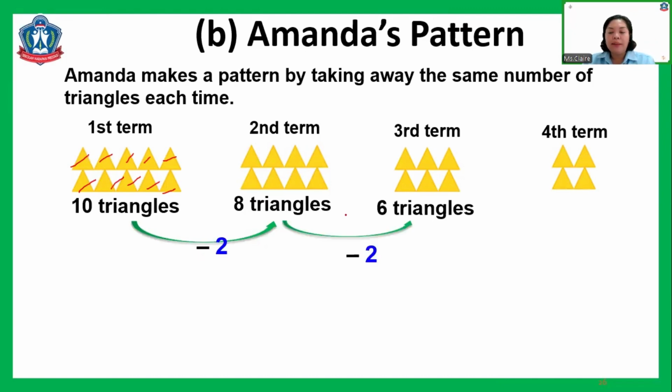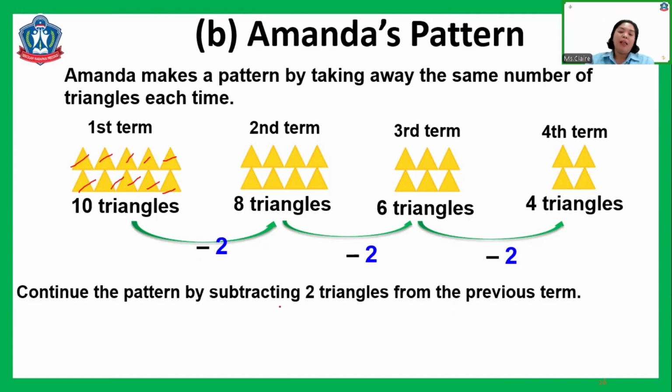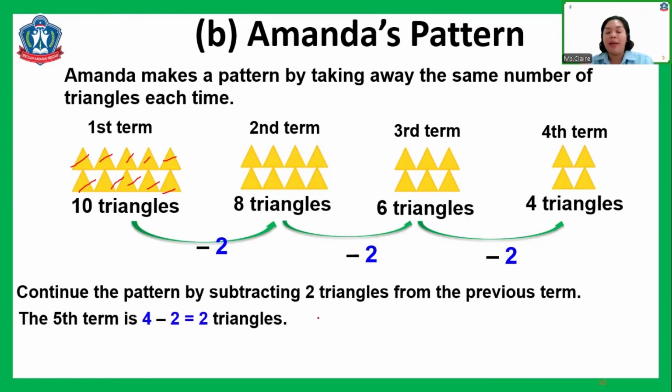On the third term, it becomes 6 because she takes 2 again. And on the fourth term, it becomes 4. So it becomes decreasing, children. The number of the triangles becomes smaller. So if she continues subtracting from the previous term, what will happen? It will become 2. So 4 minus 2 is 2. Then if we take another 2, 0.